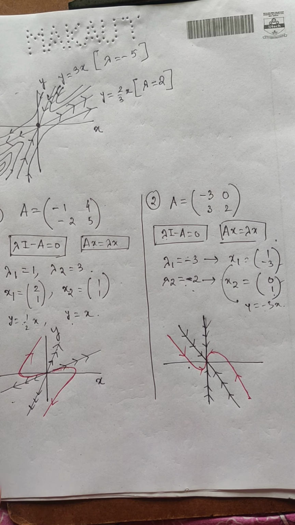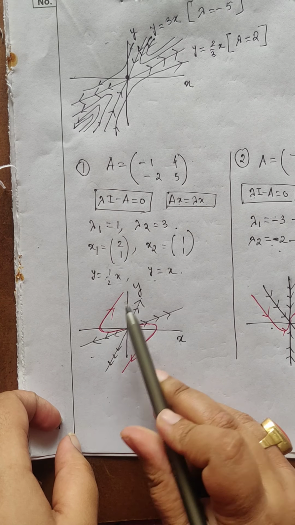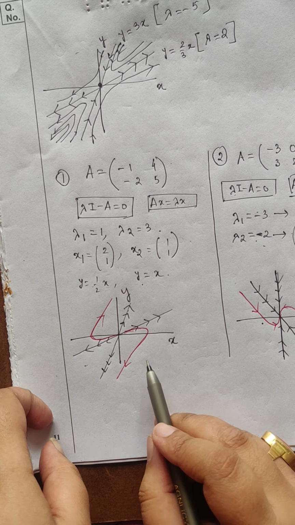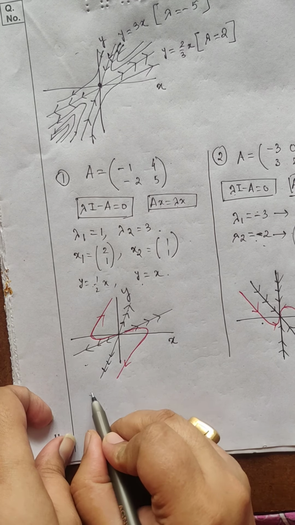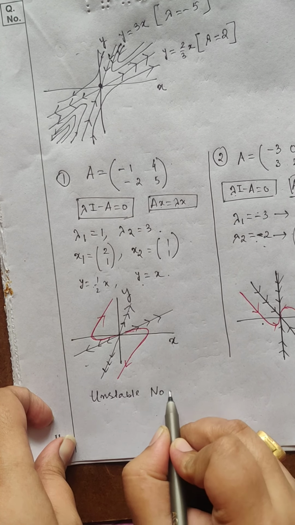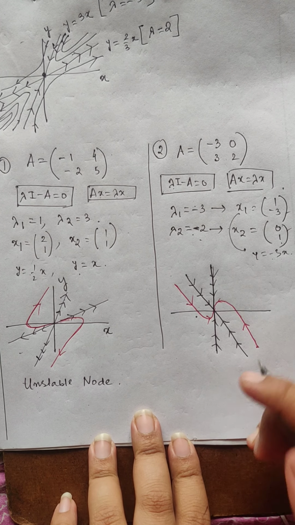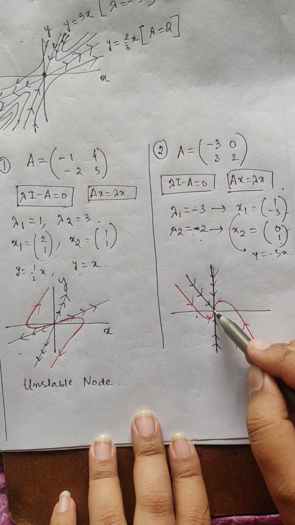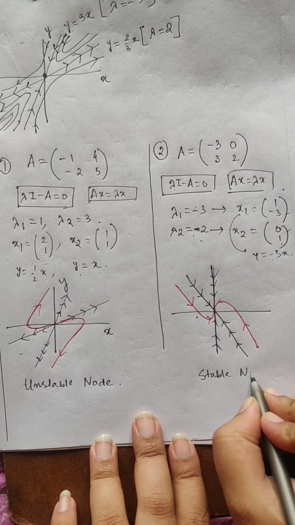Now in the earlier case, what did we find? Both of them were moving outwards from the origin. Therefore, all the solutions go away from the origin, so that is an unstable node. And what we see here is that with both these curves, the phase portrait is coming towards the origin. So, it is a stable node.